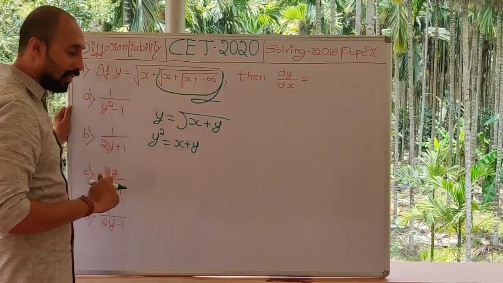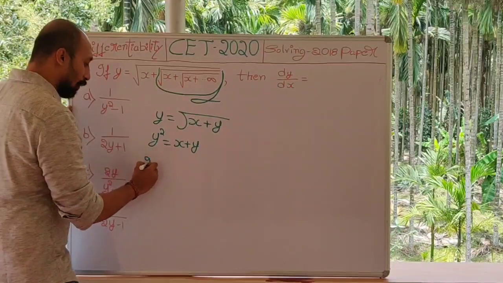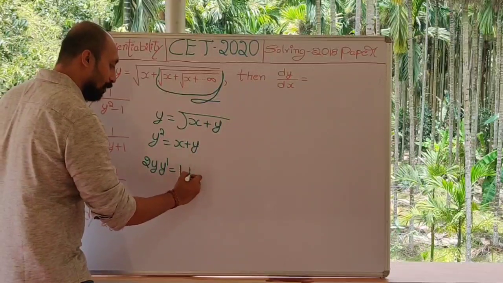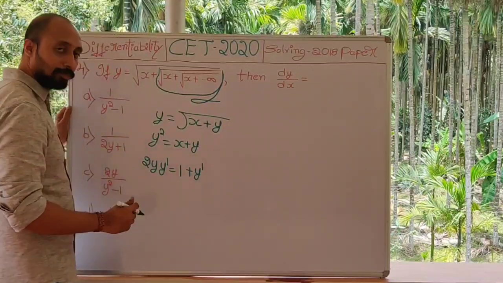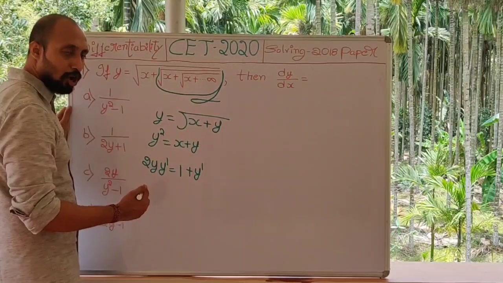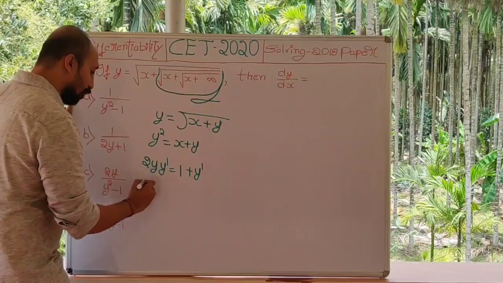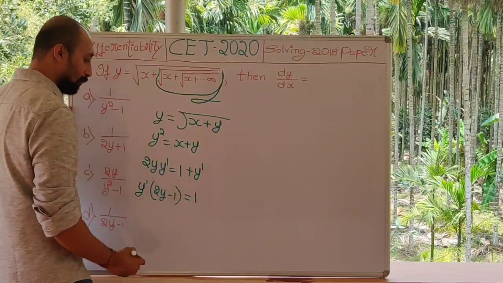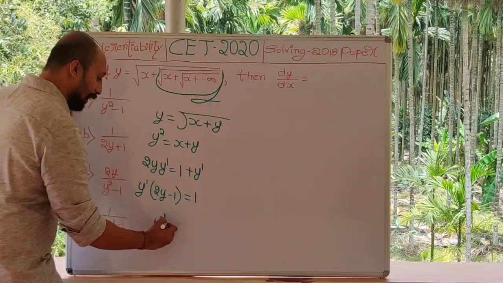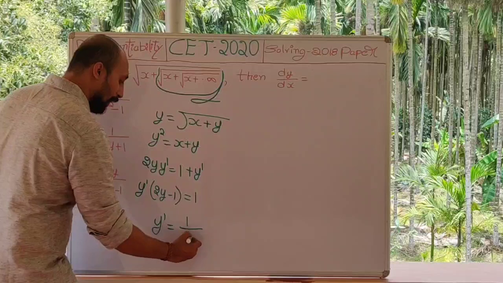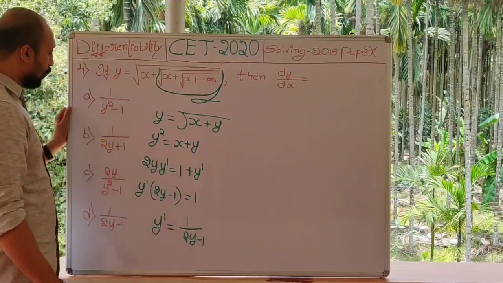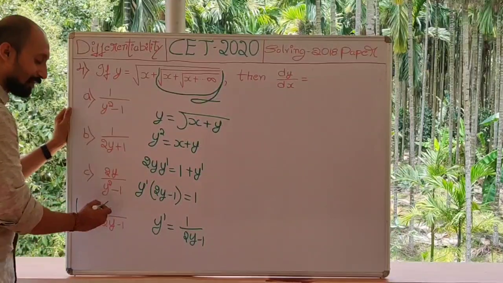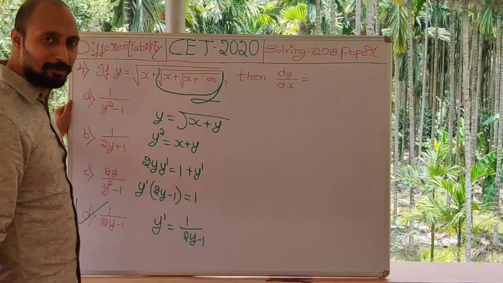Now what is the differentiation? When I do the differentiation, it will be 2y y dash; the differentiation of x is 1, and of y is y dash. I can take y dash common out. If I take the y dash common out, it will be (2y minus 1) y dash is equal to 1. So finally, I will get y dash is equal to 1 divided by (2y minus 1). You can find this in option D, so option D stands out as the right answer for this problem.